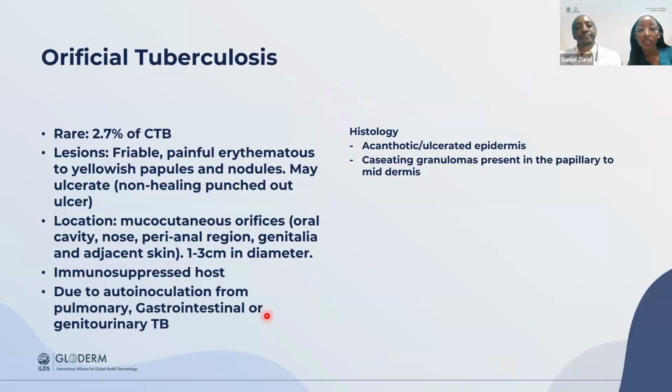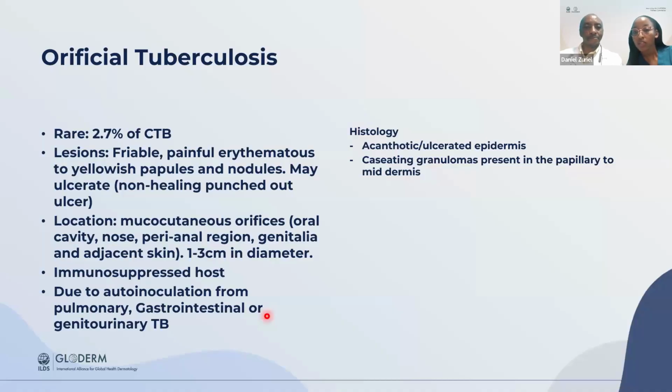Orificial tuberculosis is one of the rarer forms of cutaneous tuberculosis, and it typically presents with friable and painful erythematous papules and nodules that might ulcerate. The most common type of spread of the disease tends to be autoinoculation from a primary focus, say a patient who has gastrointestinal tuberculosis or genitourinary tuberculosis or pulmonary disease. And most of these patients also tend to be immunosuppressed.